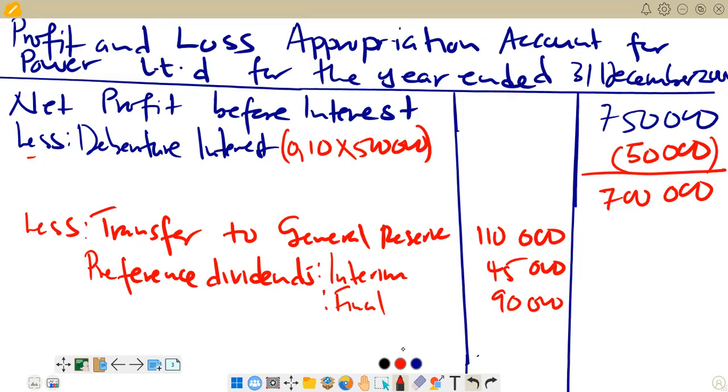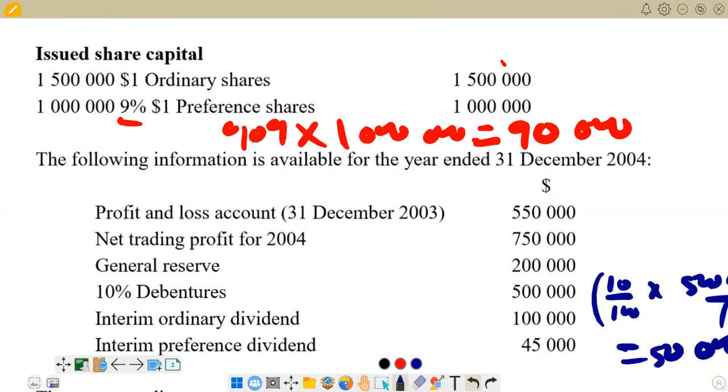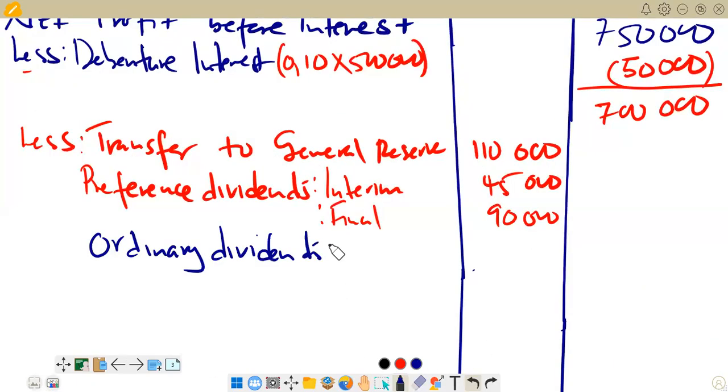But obviously now we want to move on to ordinary dividends. Right, on ordinary dividends, again, we go and check if we have got interim and final. So interim, we are seeing that ordinary dividend interim is 100,000. So we can go and enter that one as our interim. So here we've got interim 100,000, and then we go back to check for final.